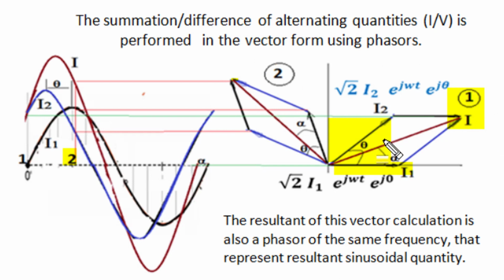So two sinusoidal quantities when summed up give a third sinusoidal quantity of the same frequency, and this summation can be achieved by phasor representation just like vector calculations.